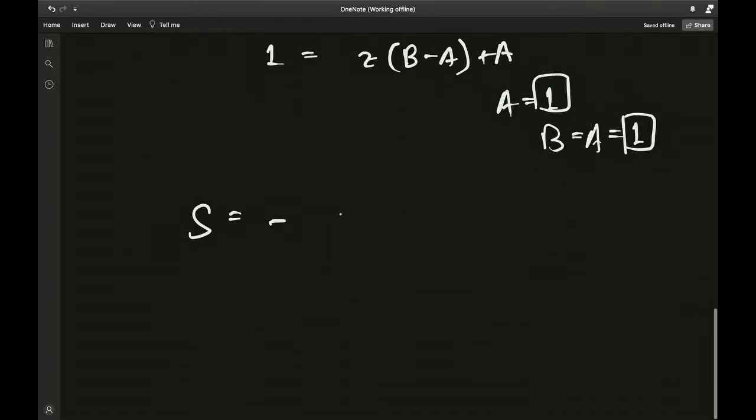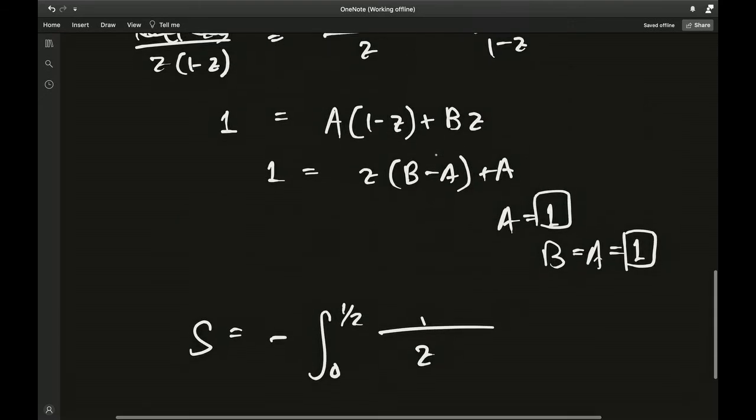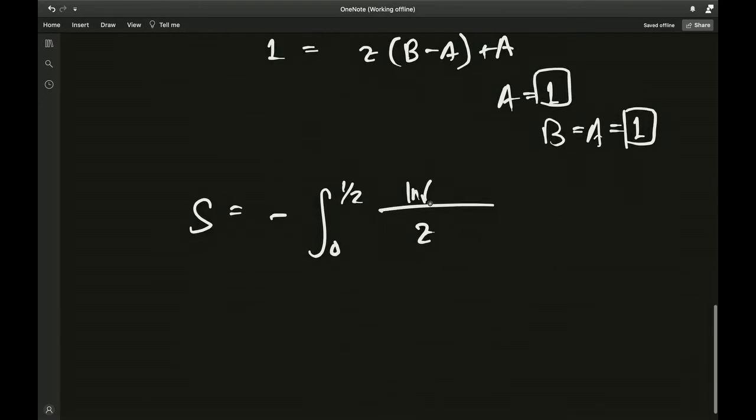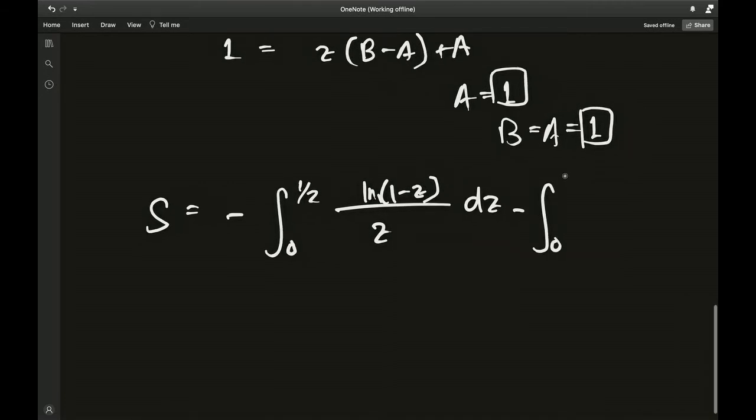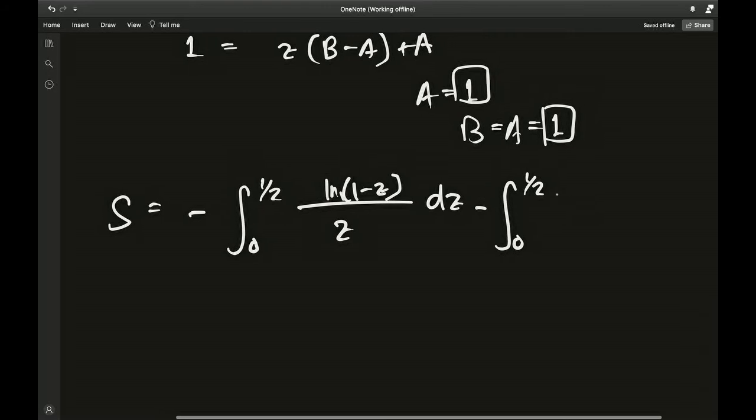So that means now our original integral, rather S, can be expressed as negative the integral from 0 to 1/2 of 1 over the first factor z, which was a for a, and then you multiply by natural log of 1 minus z later on, minus the integral from 0 to 1/2 of natural log of 1 minus z divided by the second factor 1 minus z, dz.